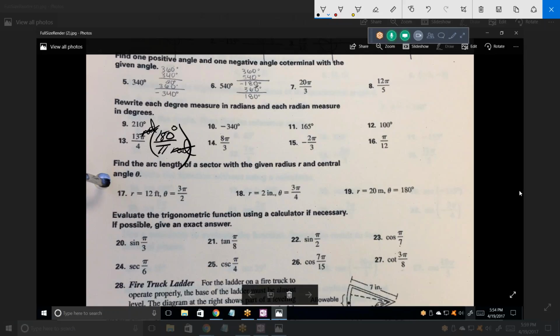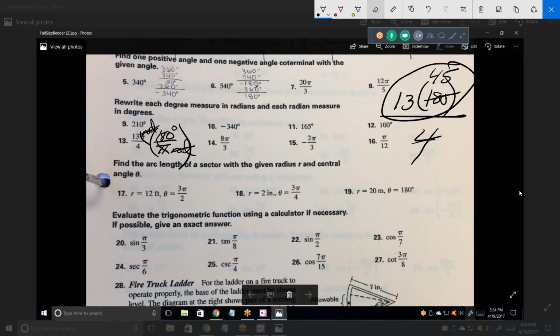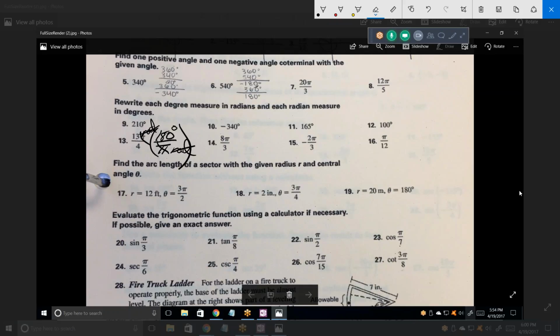Okay. And the pi's cancel. So you end up with 13 times 180 over 4. See how the pi's cancel one another? Whatever this number is, well, 4 goes into 180 45 times. So whatever 13 times 45 is the answer. Do you have a calculator in front of you? Go ahead and give me that number. 585 degrees. 585.